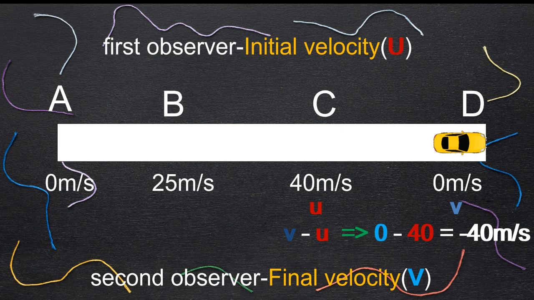And as you can see from that motion, the car decelerated, which simply means the velocity reduced from 40 down to 0. That is why it is minus 40.